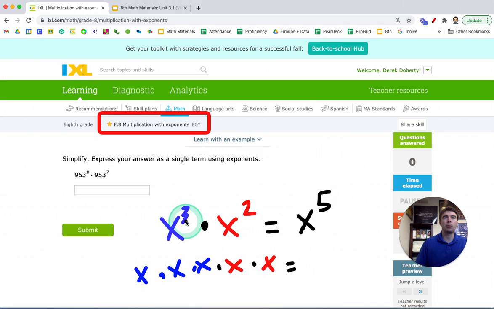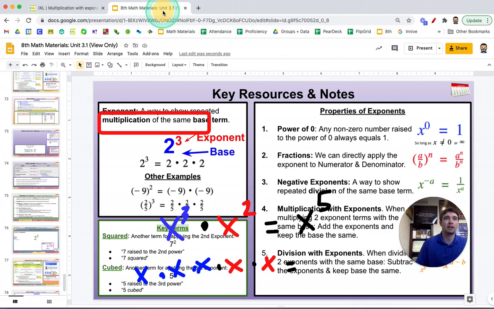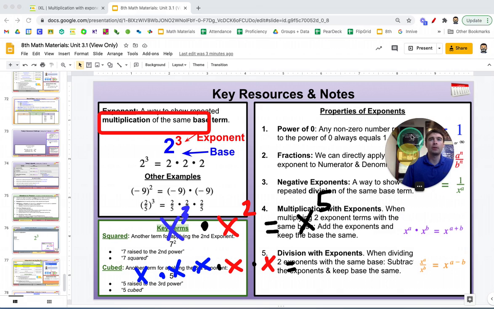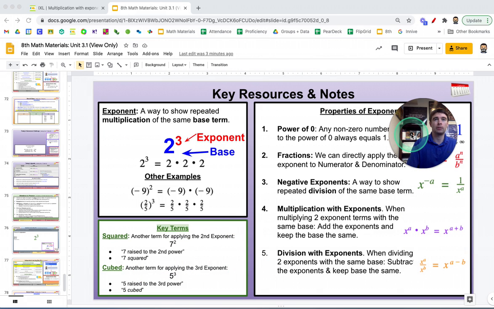And we realize an important shortcut here. I could have kept the base the same and simply added the exponents. This says 3 copies of x times 2 more copies of x, and that's just going to say 5 copies of x multiplied together. So from that, we came up with an important rule as a class. We recognize the multiplication with exponent rule. Let me go ahead and clean this up a bit. The multiplication with exponent rule tells us whenever we multiply 2 exponent terms that have the same base, all we need to do is add the exponents together. That's what this purple note says.